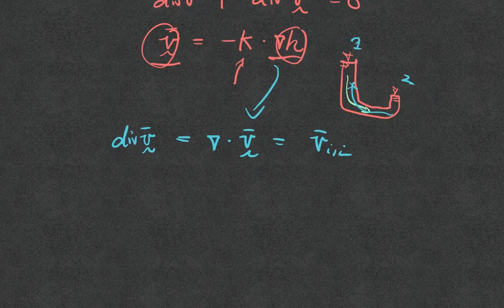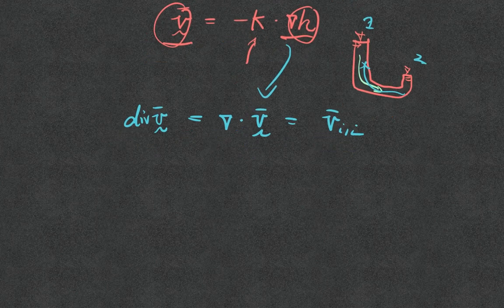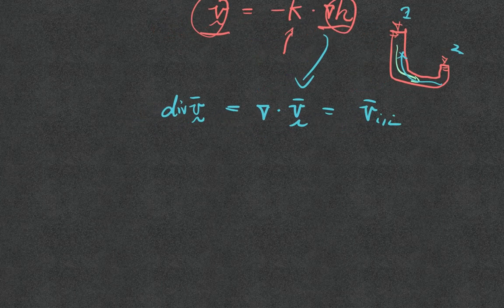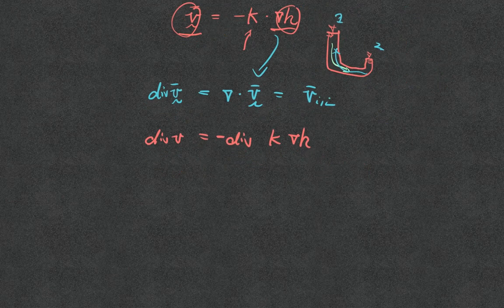Going back to this, what we have is the following. If I substitute this here, I would simply have the divergence of V equals the divergence of K times the gradient of H. Does that make sense? No, it doesn't make sense. I need to put the minus sign, but pretty close.